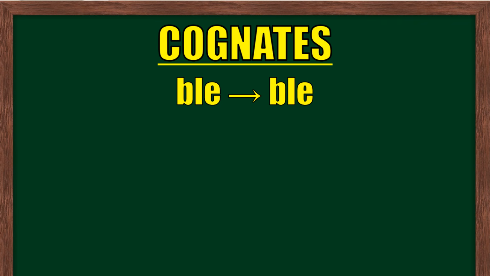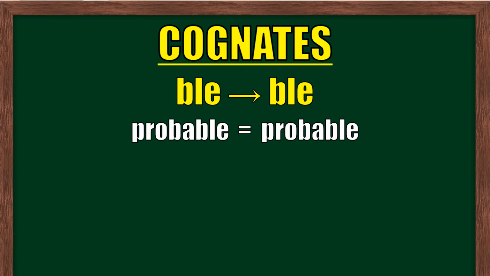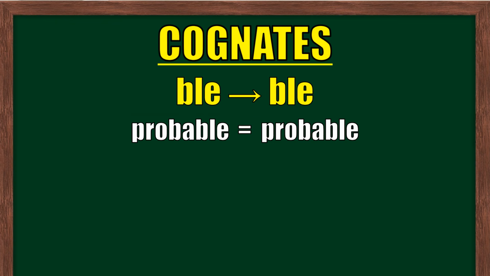Words in English that end in BLE also end in BLE in Spanish. For example, probable becomes probable. In Spanish, that E at the end is not silent. In Spanish, the only vowel that can be silent is the U, and that is only in a very specific situation that we saw in a previous video. And if you want to watch that video, you can click here. So the E is never silent, and so this word in Spanish is pronounced probable.